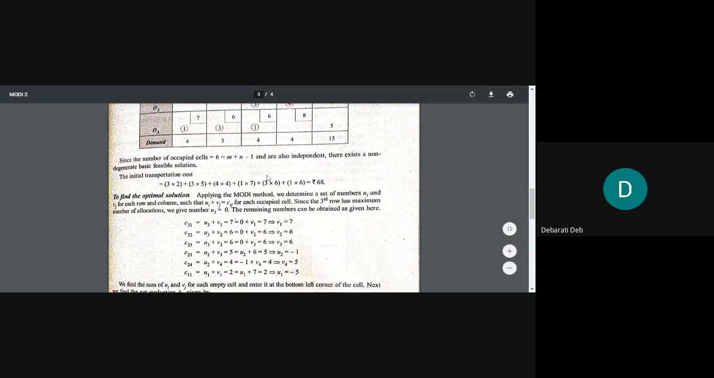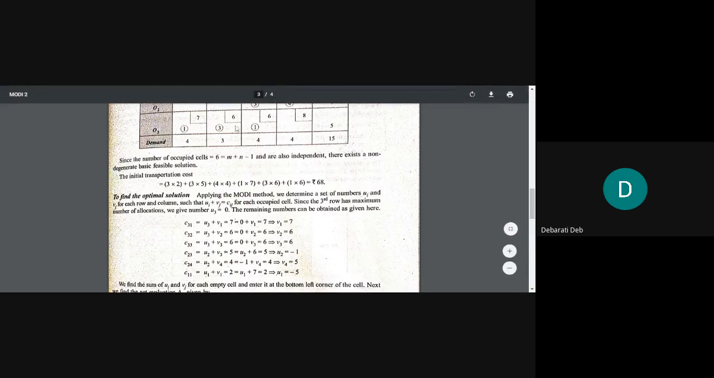Namrata, tell me. How will you name this cost? Yes, ma'am. C33. Yes, very simple. This is in the third row and third column. So it will be C33. Very simple. Vibechana, please be attentive, okay?